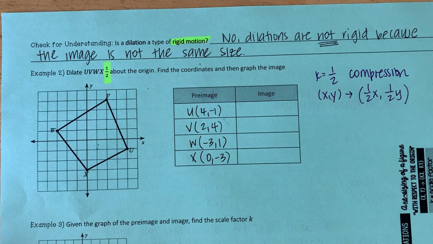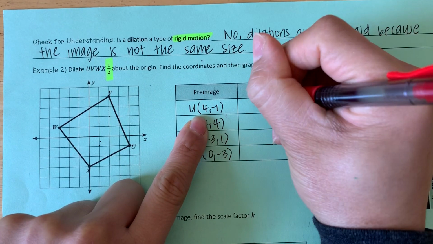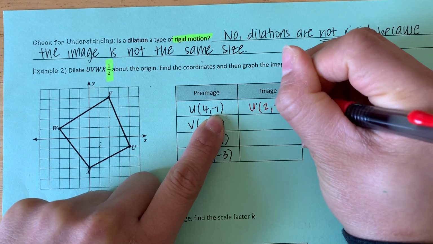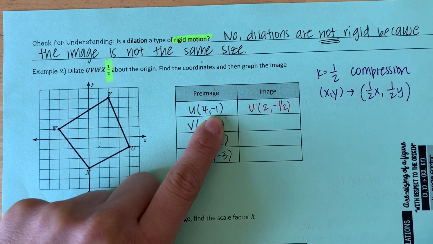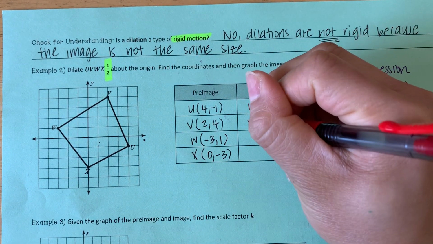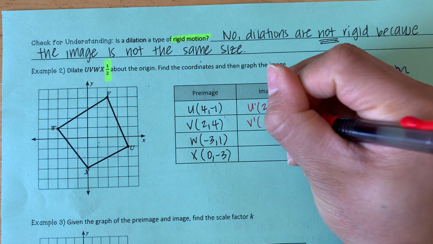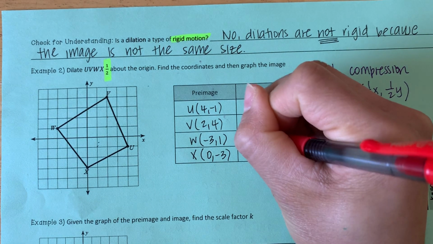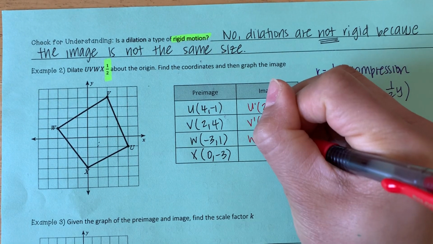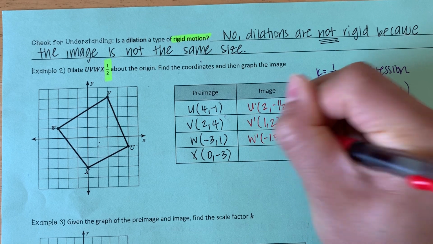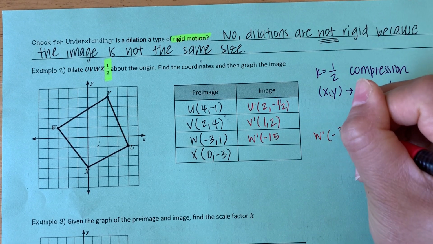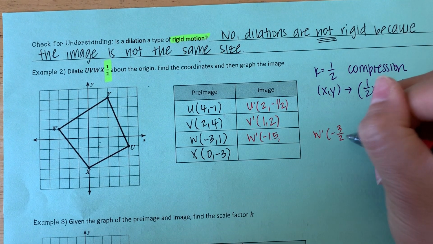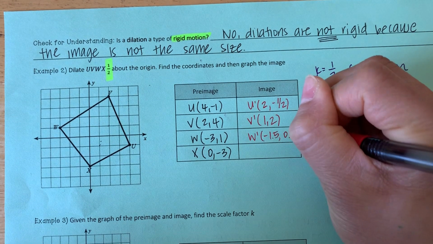So if I go ahead and multiply by 1/2, for U prime, I'm going to divide by 2. 4 divided by 2 is 2, -1/2. You could also put -0.5. For V prime, 2 divided by 2 is 1, 4 divided by 2 is 2. W prime, -3 divided by 2, you can put -1.5, or you can put -3/2. It's the same thing. Comma 1 divided by 2, that's 1/2, or you can put 0.5.